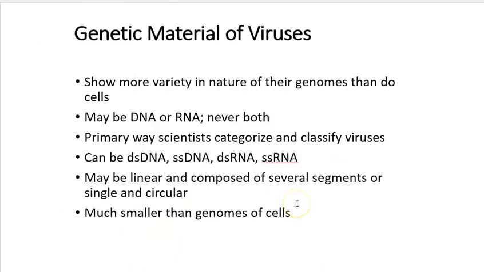Okay. So as I mentioned, RNA and DNA, they do show a lot of variety in their genome. They can be DNA or RNA. They are never, ever both. They'll pick one. And this is the way we primarily classify them. They can be double-stranded DNA viruses, single-stranded DNA viruses, double-stranded RNA viruses, or single-stranded RNA viruses. They may be linear or composed of segments or circular. So it gets pretty interesting.